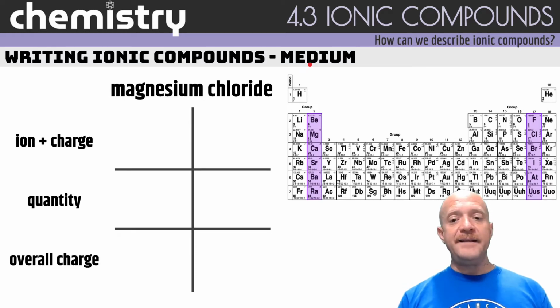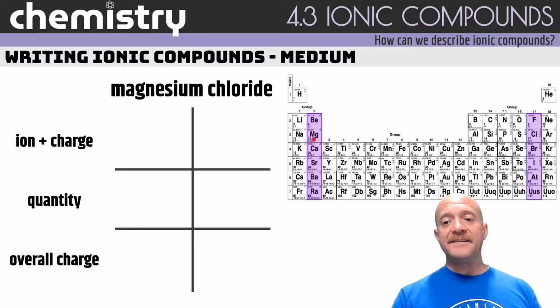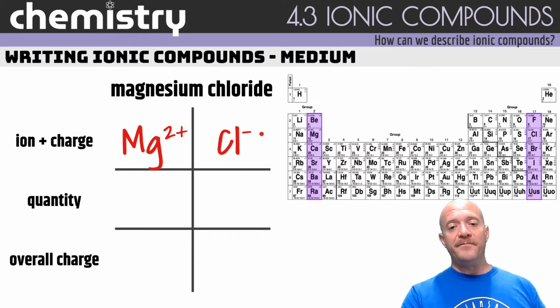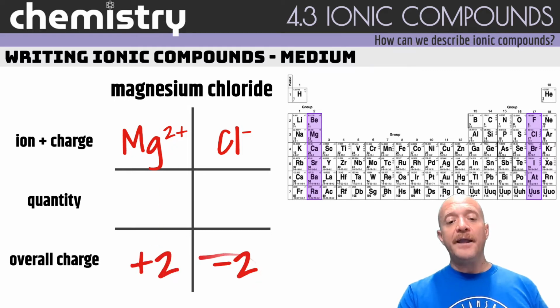So we're going to use magnesium again. Again, that is a +2. And chlorine is group 17. It's going to be -1. All right, so now we have a +2 and we have a -1. So the overall charge has to be +2 and it has to be -2 in order to balance out and be neutral.